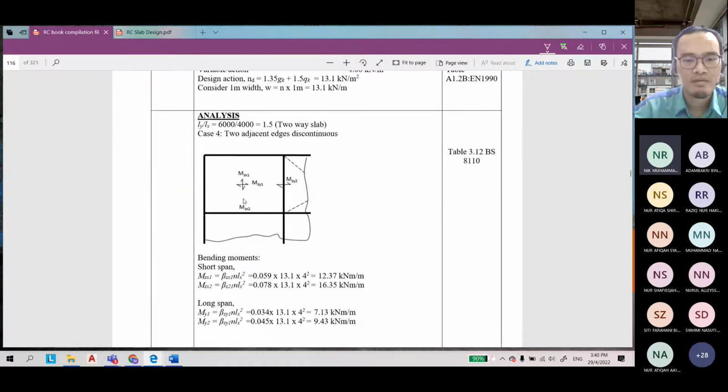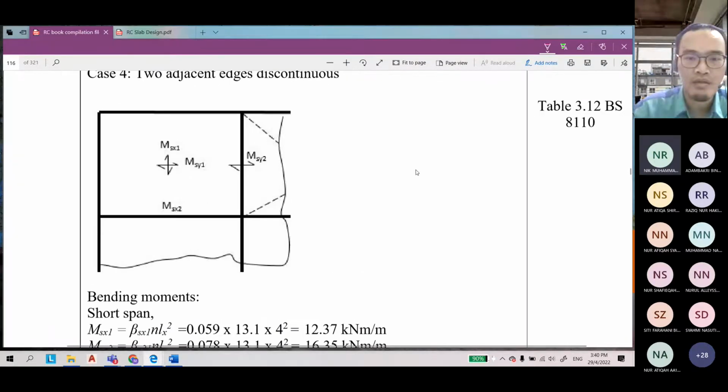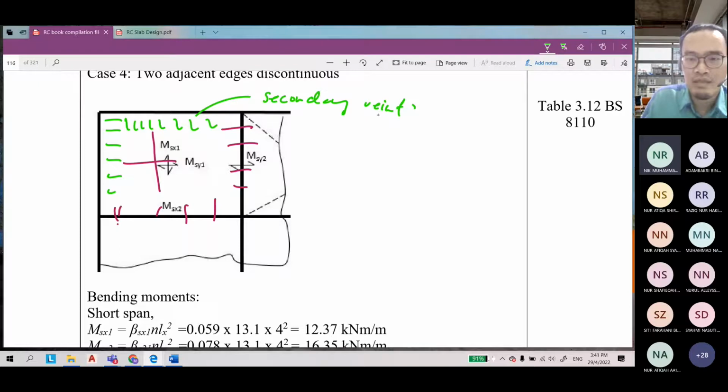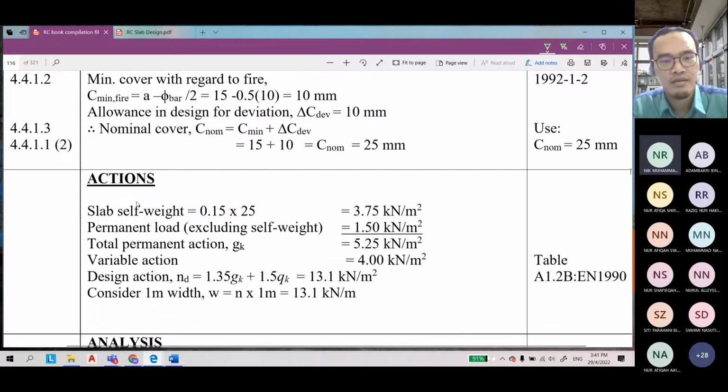Later the reinforcement will be at the bottom and at the top here, at the edge. Here we will also provide reinforcement as secondary reinforcement, and make sure that the As is greater than As minimum. So this is the situation.